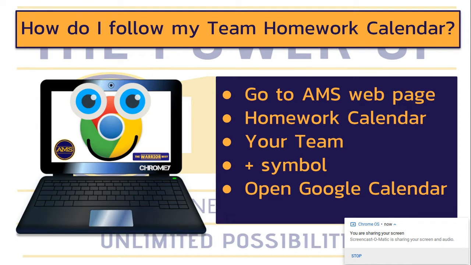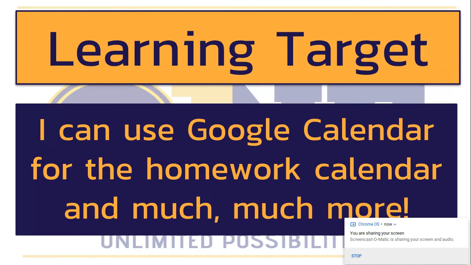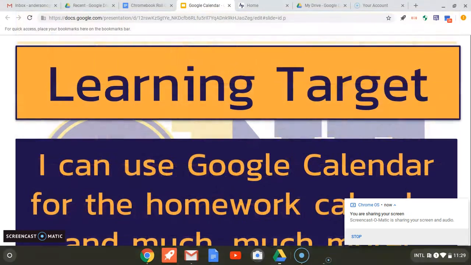So for that, we're going to go to AMS, to the web page. Then after that, we're going to go to the homework calendar, to your team, the plus symbol at the bottom, and then we're going to open up Google Calendar to see where it is. So after I show you that, we're also going to talk a little bit more about how you can use Google Calendar to schedule your time, to set reminders, and even to arrange meetings if you want to get super fancy. So before we go back to our learning target, let's take a look at what I mean.